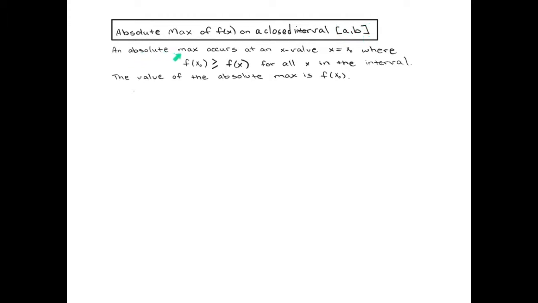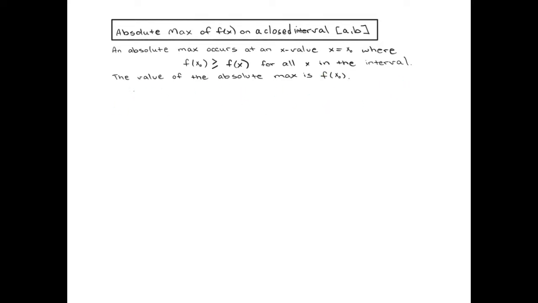An absolute maximum of the function occurs at an x value called x naught, where the height of the function at x naught is greater than or equal to the height of the function at all other x values in the interval. This is called an absolute max.